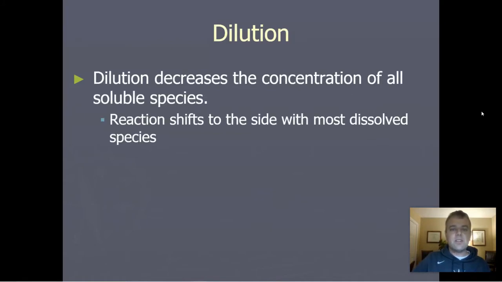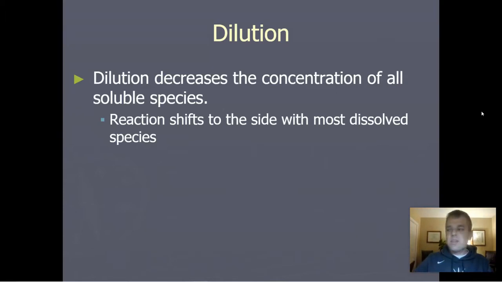And then, last but not least, dilution. In other words, if you have a system that's dissolved in water and it's at equilibrium and you dump a bunch of water into the container, that decreases the concentration of all of the soluble species. And so the reaction will shift towards the side with the most dissolved species.